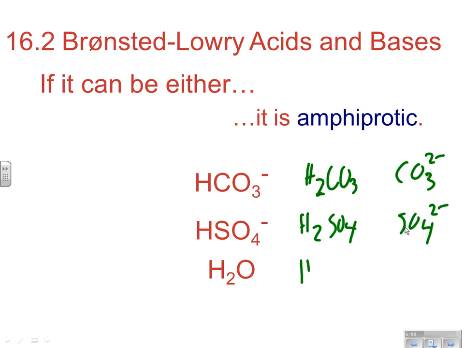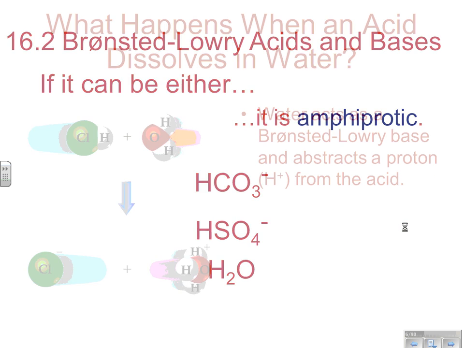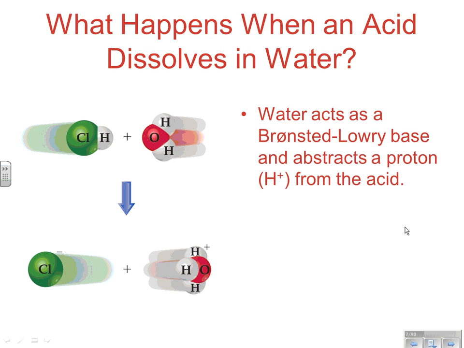If water accepts and is acting like a base, it's going to form H3O+. And if it donates a hydrogen, acting like an acid, it's going to yield OH-. So these are all substances that, depending on what they're with, can sometimes give a hydrogen and can sometimes accept a hydrogen. So sometimes they act like acids or bases.